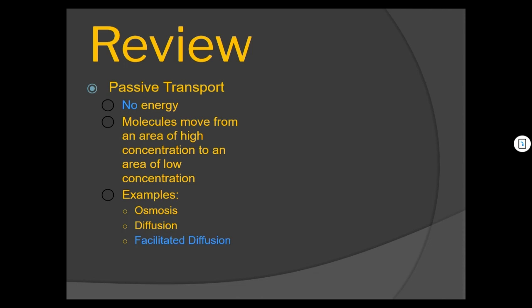Right. So again, just with things we talked about, passive transport, no energy is required because molecules are moving from an area of high concentration to low concentration. So it's like going downhill or going with the current. Examples are osmosis, which has to do with water going from high to low concentration, diffusion, which is any particle going from high concentration to low concentration, and facilitated diffusion, meaning it's going from high to low, but it needs a protein to help it.